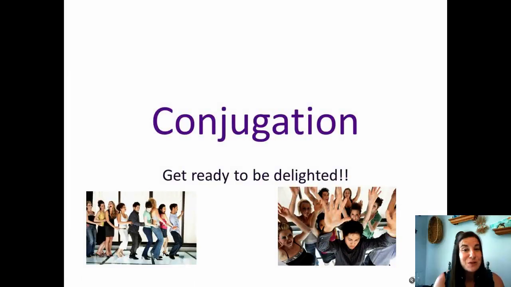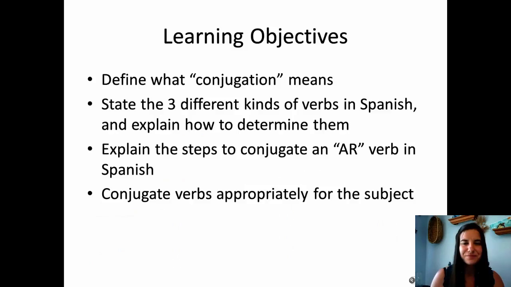Time for one of my most favorite lessons ever. This is called conjugation. Get ready to be delighted. I love to conjugate, and I love to teach how to conjugate. And you may think I'm crazy, and that's okay, because I probably am. But this is one of my favorite things to teach, and so I put a bunch of people partying on the front of this lesson called conjugation.